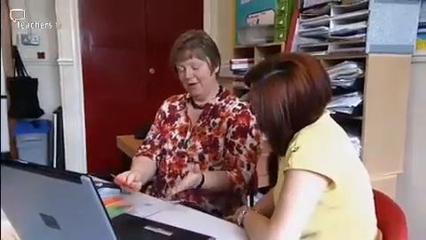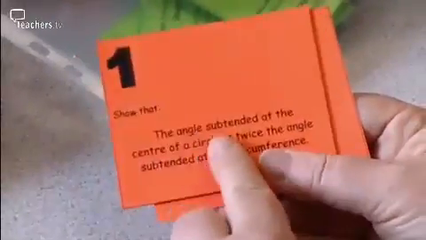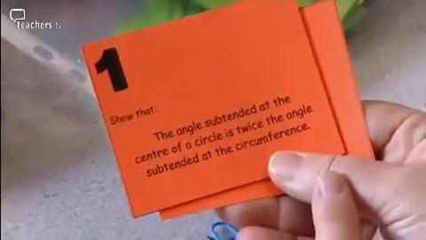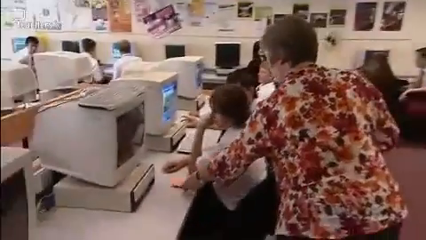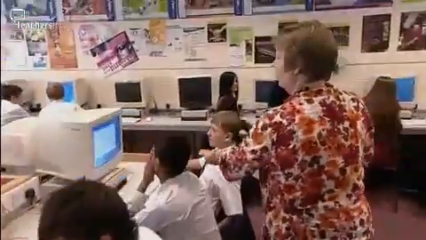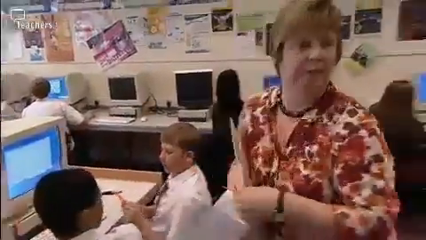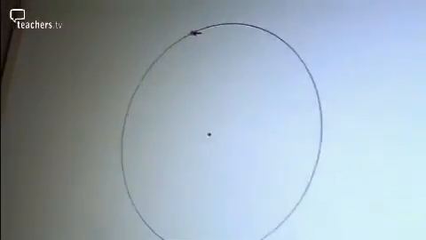So, number one says, show that the angle subtended at the centre of a circle is twice the angle subtended at the circumference. So their focus is very much on proof. Ruth hands out the prompt sheets and cards for her Year 9 pupils to get started. From the File menu, choose New Sketch. Construct a circle. From the Construct menu, choose Line.